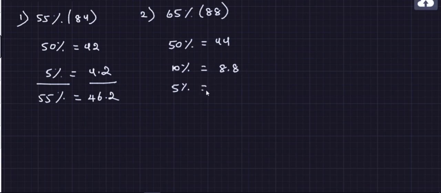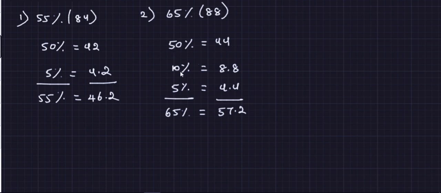Then 5% is half of this 10%, which is 4.4. So now adding them up, we will be getting 65% as 44 plus 8.8 plus 4.4. When you add them up, 44 plus 8 is 52, plus 4 is 56. 0.8 plus 0.4 will add up to 1.2. So 56 plus 1.2 would be 57.2. So 65% of 88 is nothing but 57.2.